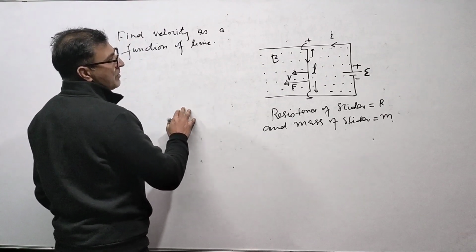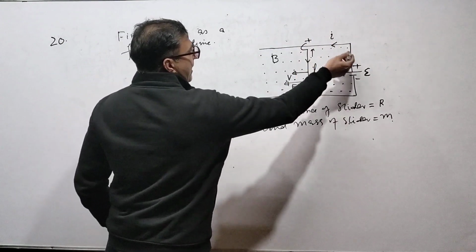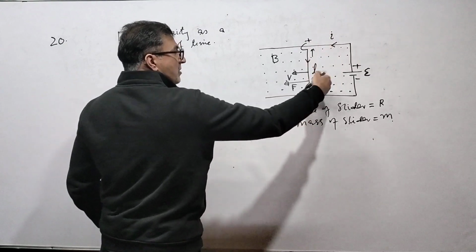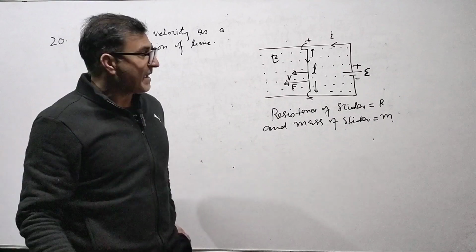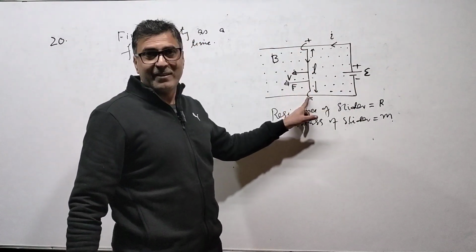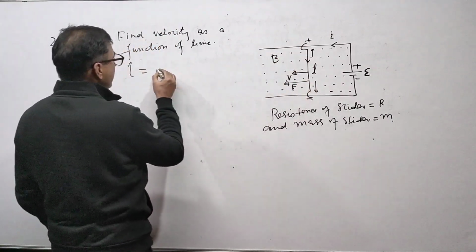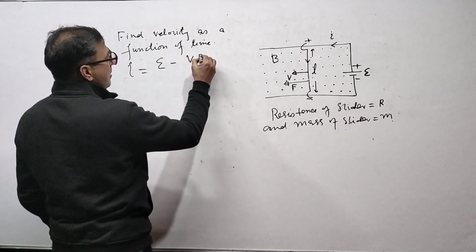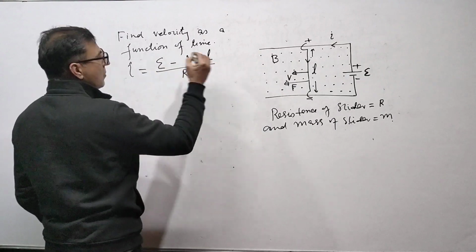First of all, when the current flows through here, the force is forward, and when there is an induced EMF here, the current will reduce. Now there will be a net current. That current will be decided not by E alone, but by E and the induced EMF here. So the current through this slider is I equals (E minus VBL) divided by R.